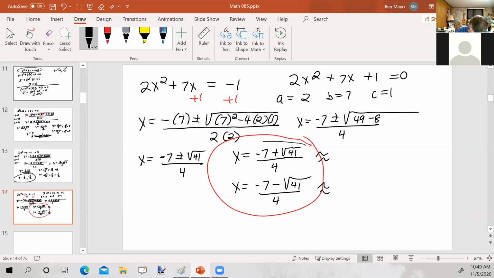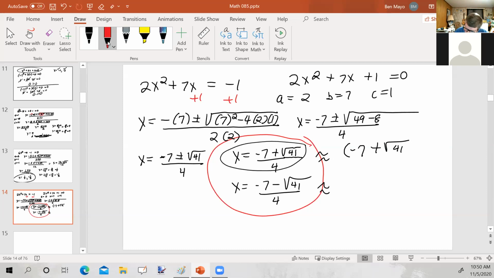Let's take this first problem. To enter that into our calculator, we need to be careful that we divide the entire numerator by 4. So on your calculator, you're going to start off with a left-hand parenthesis. Then you're going to put in -7 plus the square root of 41.